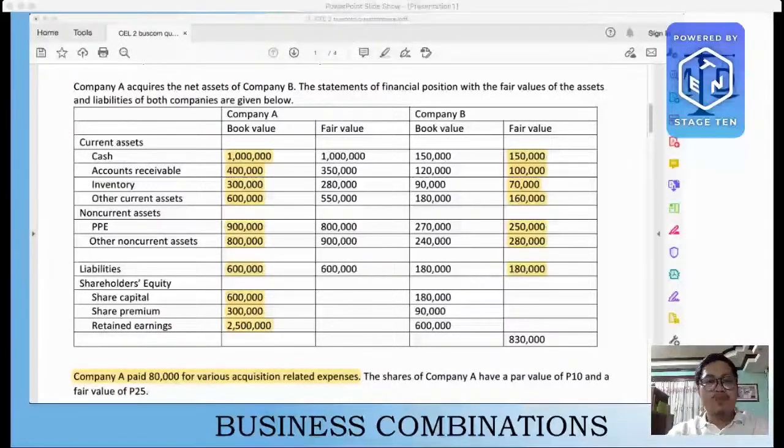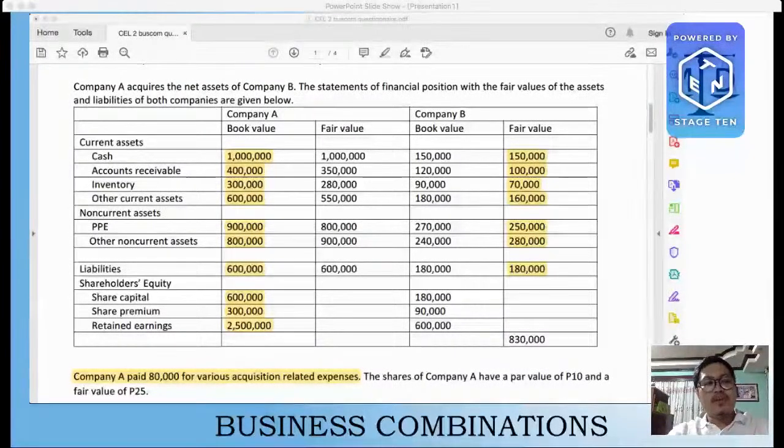But remember that when you transfer the assets and liabilities of the acquiree to the books of the acquirer, you will record those assets and liabilities at their fair value. And that is why when you combine the assets of the acquirer and the acquiree, you add the book values of the acquirer with the fair value of the assets and liabilities of the acquiree. Why? Because again, the assets and liabilities of the acquiree are to be recorded at fair value. The only valuation relevant for the acquiree is the fair value.